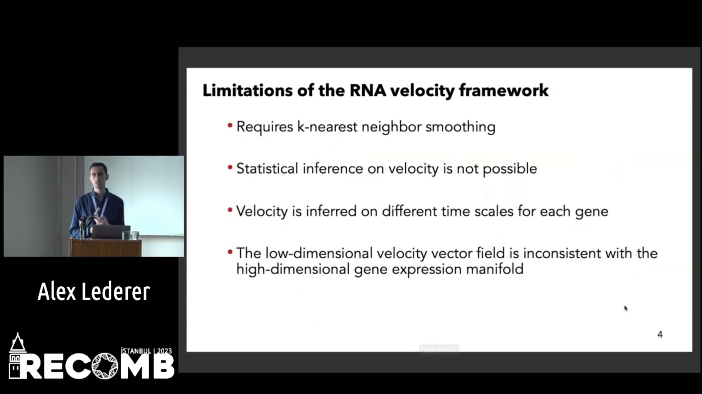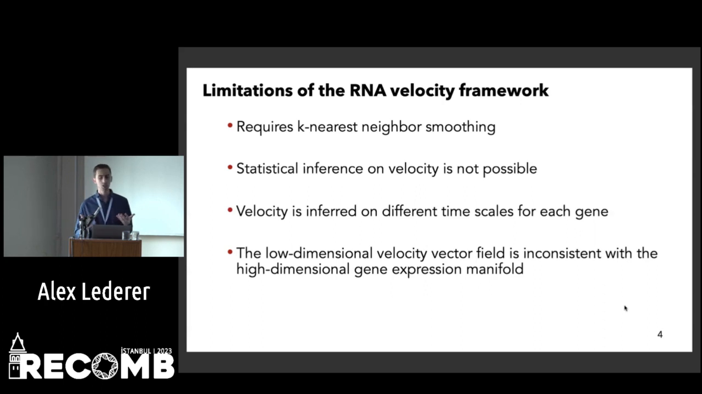However, there are several limitations to the existing velocity frameworks that are out there. First is the fact that they rely on K nearest neighbor imputation to smoothen the data and overcome data sparsity. Additionally, we're a bit limited in whether we can perform reliable and robust statistical inference, particularly between different conditions. Most importantly, velocity is inferred on a different timescale for each gene, and since velocity is typically represented in a low-dimensional space averaged across all those genes, this creates what we call the consistency problem, where this low-dimensional velocity vector field is no longer consistent with the real high-dimensional gene expression manifold.